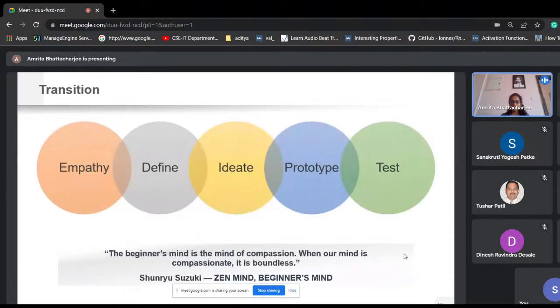From the prototype comes the testing phase. Of course, we are developing the prototype for testing purposes.